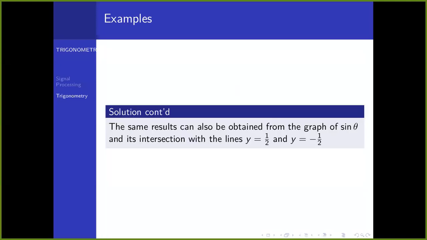Another way to do this is to simply draw the graph of sine theta and find the intersection of that graph with these two lines: y is equal to a half and y is equal to negative a half. Again, I have not drawn this, but it's something you can do.